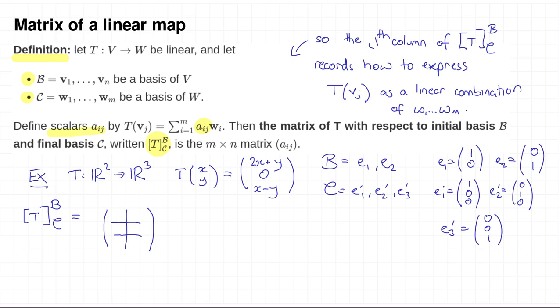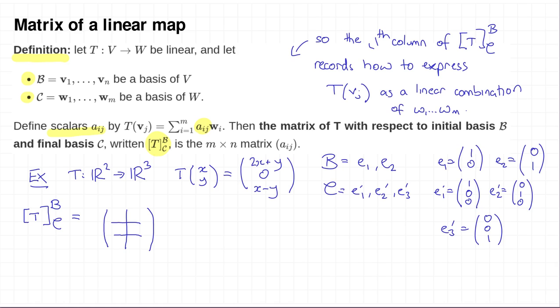Now let's think what the parts of this matrix actually mean. If you look at the definition of the scalars a_ij, then if you look at T of v_j, that's equal to the sum from i equals 1 to m of a_ij w_i. So the scalars on the right are the entries in the jth column of your matrix, because i is varying, so you're going down the matrix, whereas j is fixed, so you're looking at all of the elements a_1j down to a_mj, so that is the jth column.